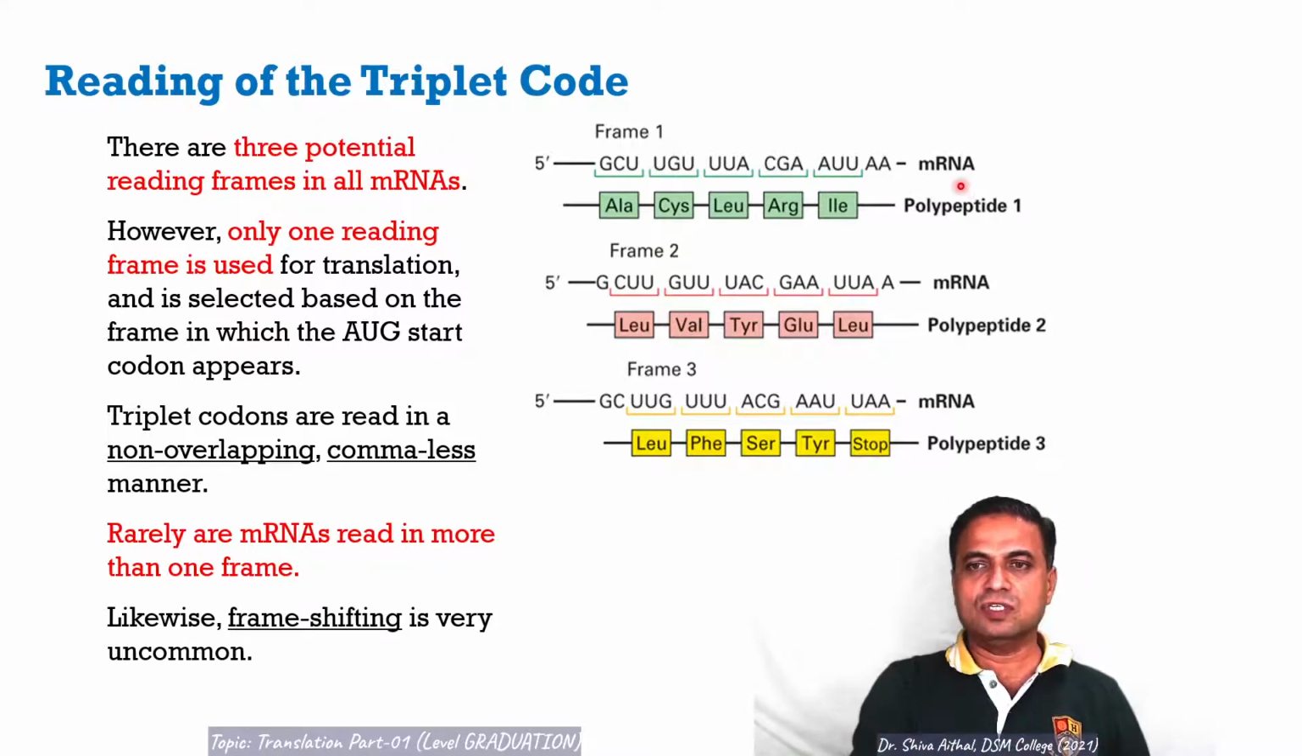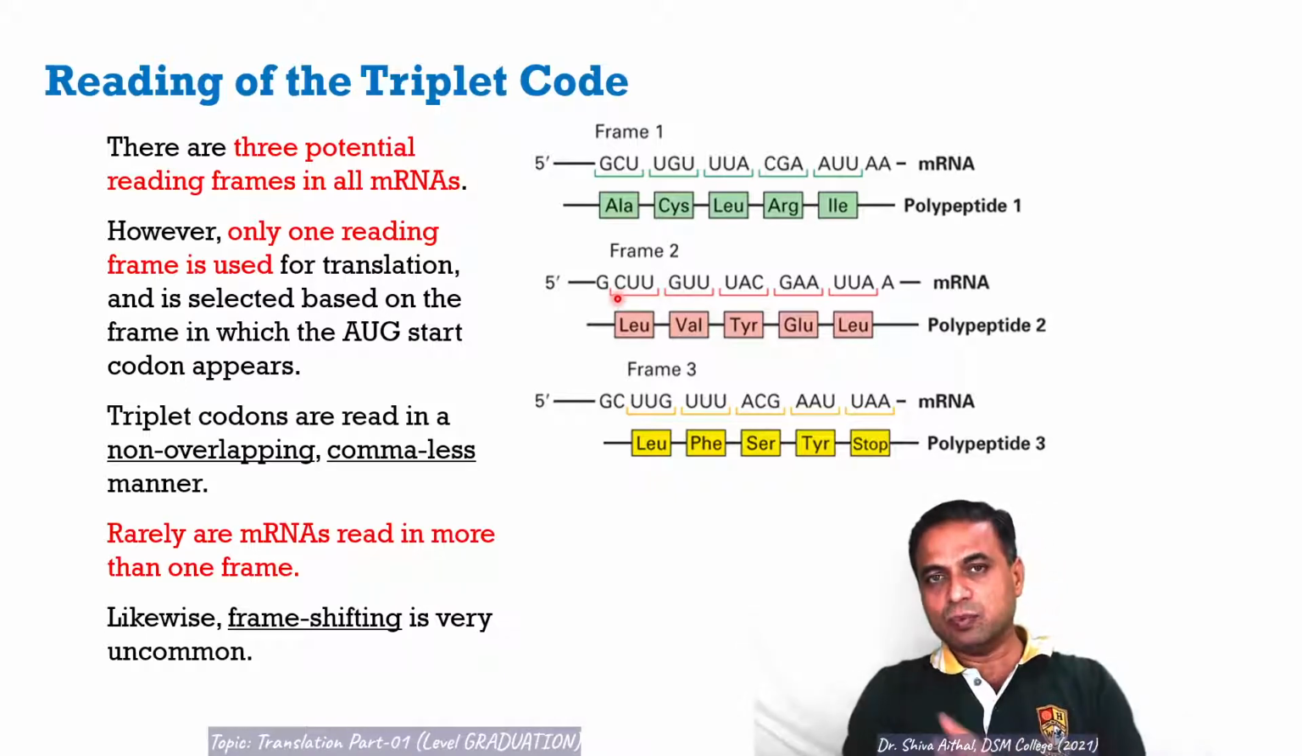So this is the first polypeptide chain formed. GCU will code for alanine, UGU will code for cysteine. But the whole scenario changes if instead of G here, C is read as the first base. See here, now in the second reading frame example, this is a second example of a reading frame.